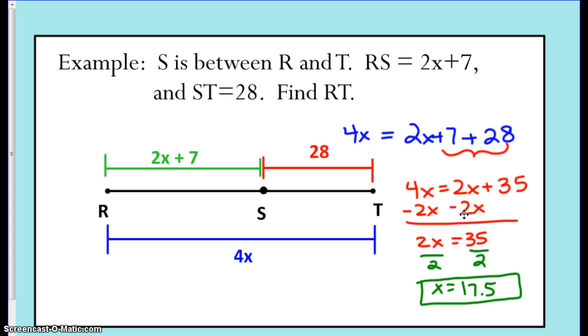Alright, so as you can see, you should have gotten 17.5. If you did not, take a look at my work, see what you did incorrectly.